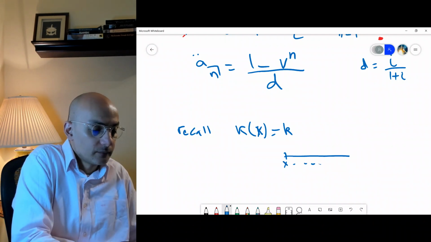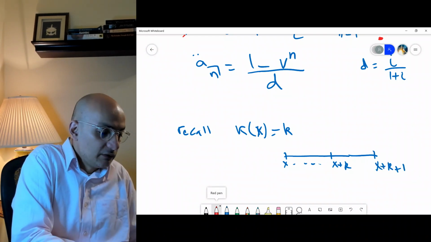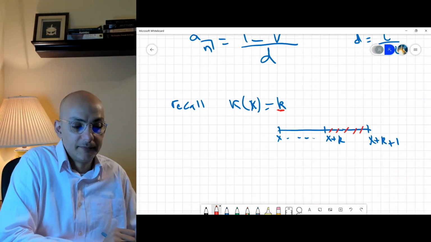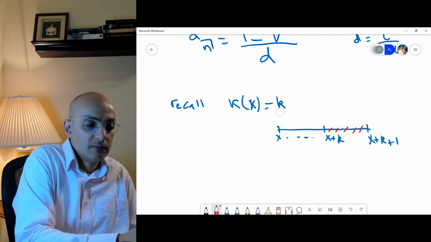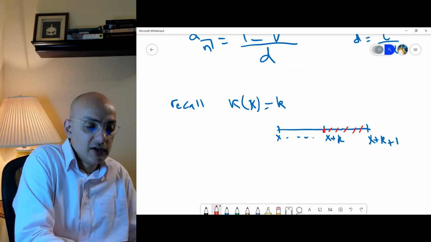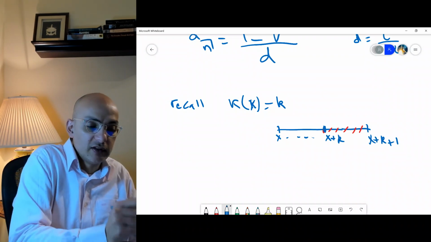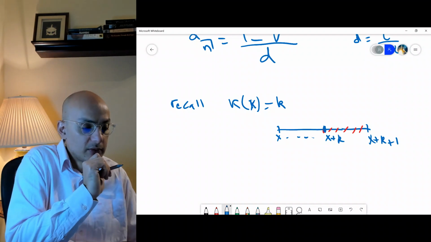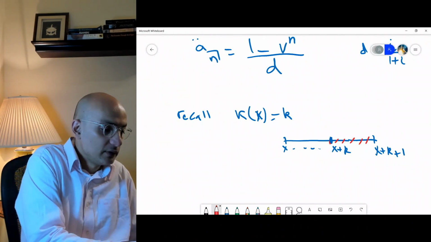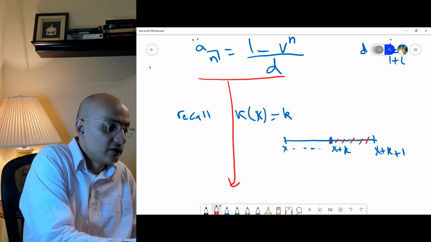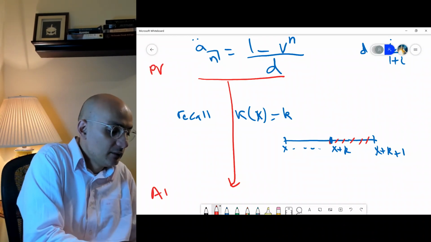x plus k, x plus k plus 1. If this is k, then death happens between k and k plus 1, right? So we need to remember this k means surviving to k, and death occurs in this period. Just to remember. So now if we move from, this is the present value, incorporating this one, so this is the present value, and now actuarial present value.